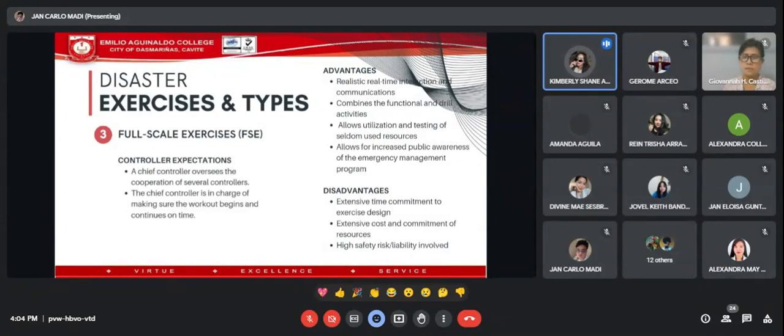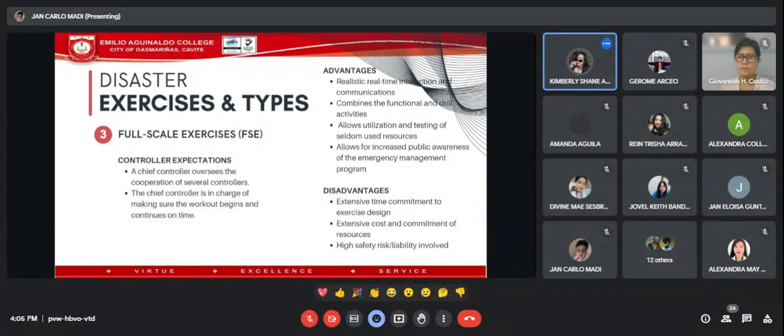For the advantage ng full-scale exercise, gaya nga ng sabi kanina, nasi-simulate nito yung real-time interaction tsaka communication. And then, dito kino-combine na yung functional exercise tsaka yung drill. So, yung dalawang yun, part din siya ng operation-based exercise. And then, nai-utilize din yung mga hindi masyadong gamitin na resources kasi para alam din nila kung paano gamitin. And then, nai-increase din yung public awareness of the emergency management program.